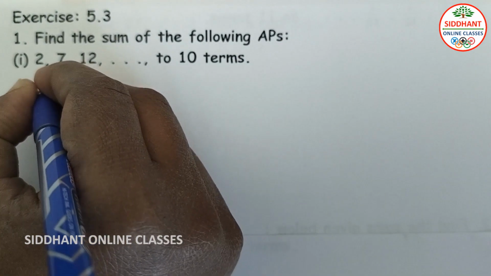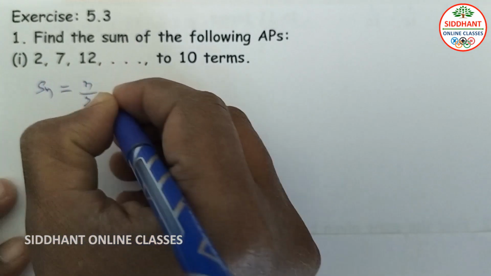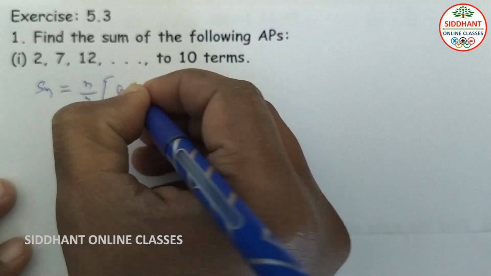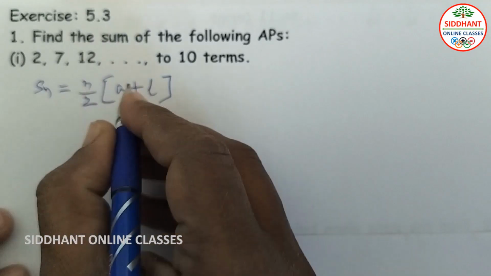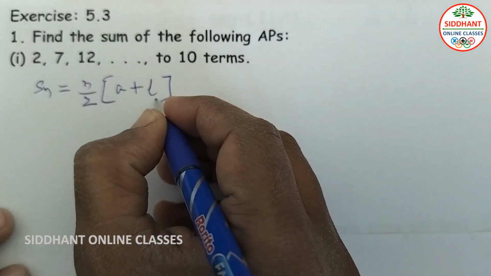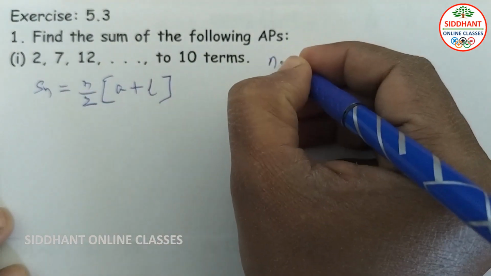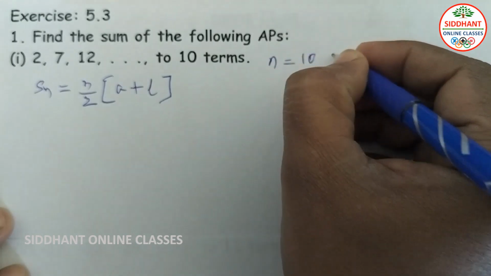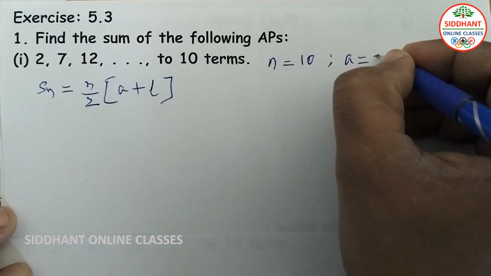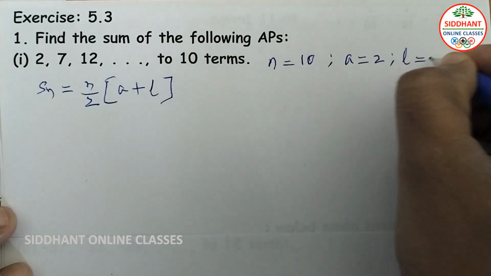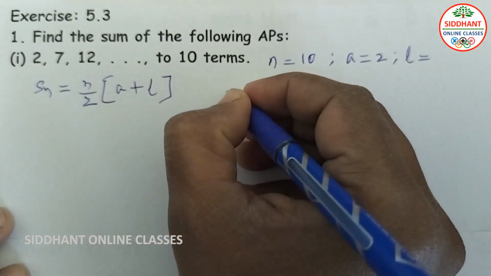So we know the sum of n numbers is equal to n by 2 into a plus l. Here n is the number of terms, a is the first term, l is the last term. So in the data we have n, which is 10 terms given, a, which is the first term, that is 2, and l we are going to find out. Now how are you going to find out l?